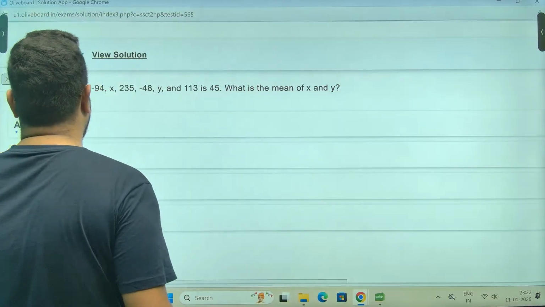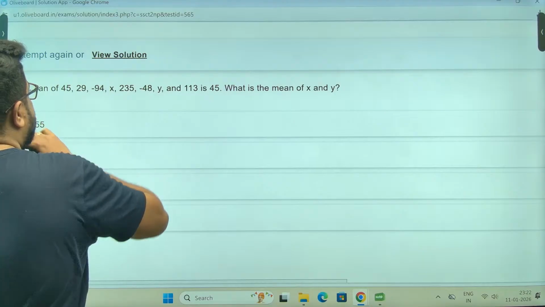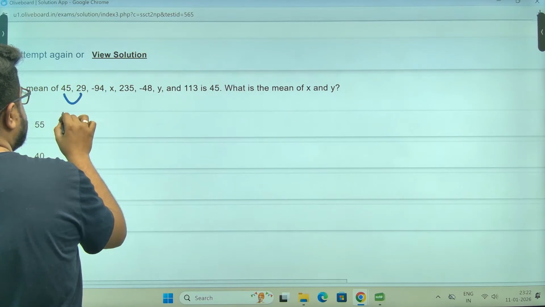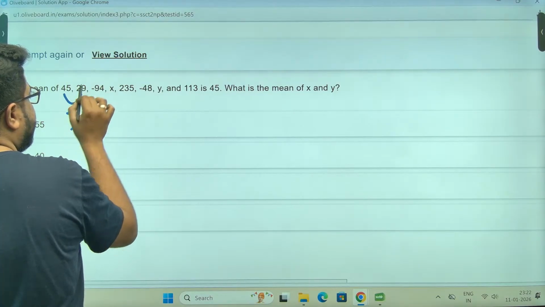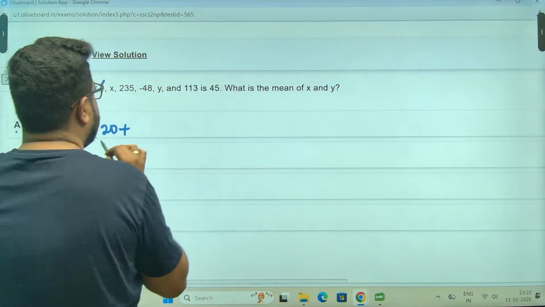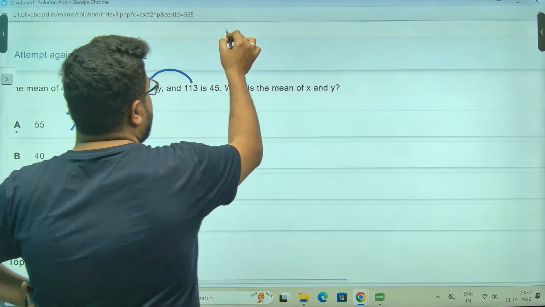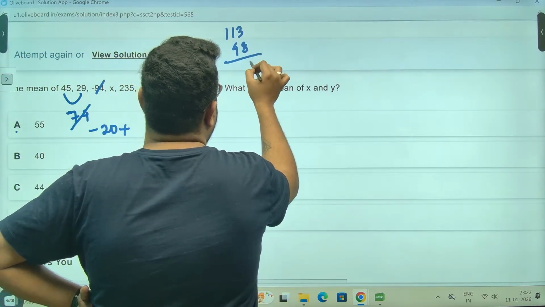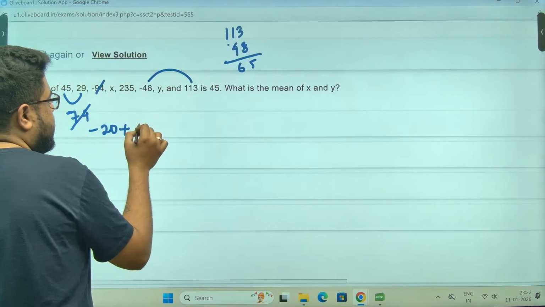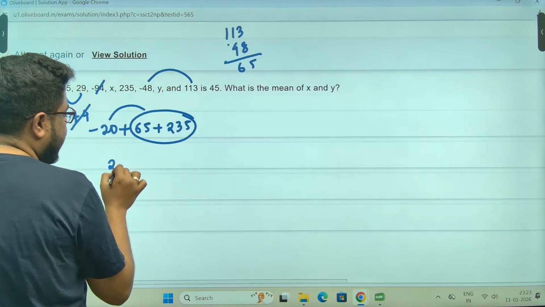Mean they are asking. This will be calculative. Mean of X and Y. Okay, sir. Let's be smart here. Sir, 45 and 29, 74. 74 and 94 minus 20 plus 235. Wait. 113 minus this. This is 5, this is 5, 6. So this is 65, sir. So plus 65 plus 235, meaning this is 300, minus this, meaning 280, sir, sum.